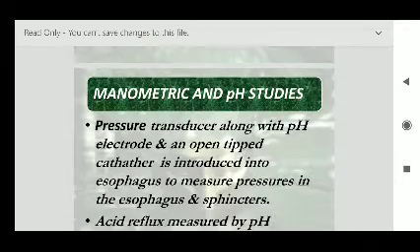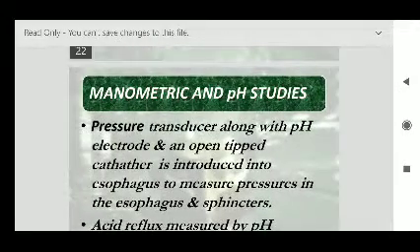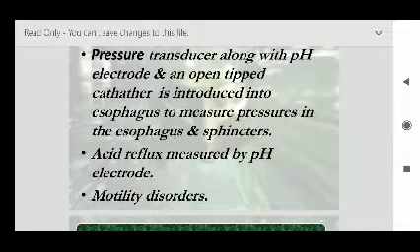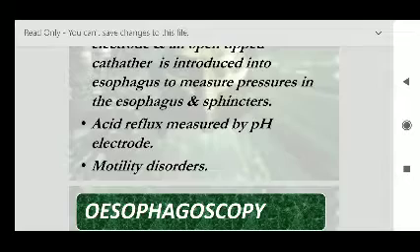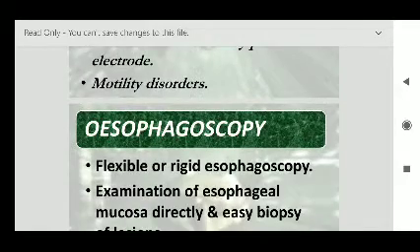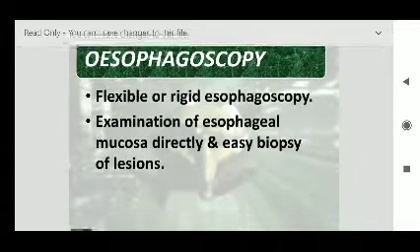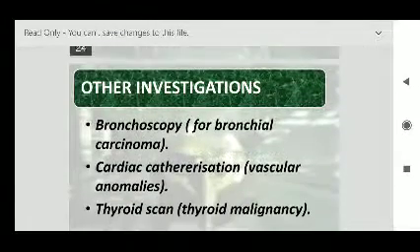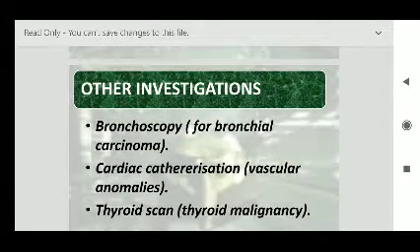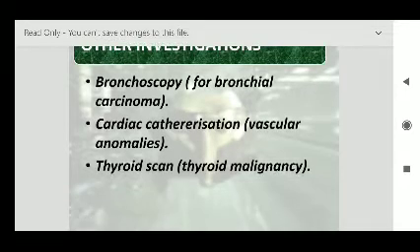So, manometric and pH studies: pressure transducers along with a pH electrode and an open-tipped catheter are introduced into the esophagus to measure pressures in the esophagus and sphincters. Acid reflux is measured by the pH electrode, and also motility disorders. Coming to esophagoscopy, you can do a flexible or a rigid esophagoscopy. The esophageal mucosa can be examined directly and an easy biopsy can be taken. Bronchoscopy for bronchial carcinomas, cardiac catheterization, vascular angiography, and then thyroid scan for thyroid malignancies.